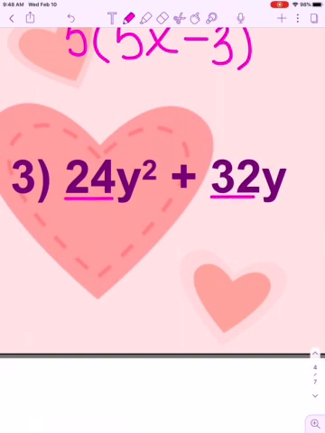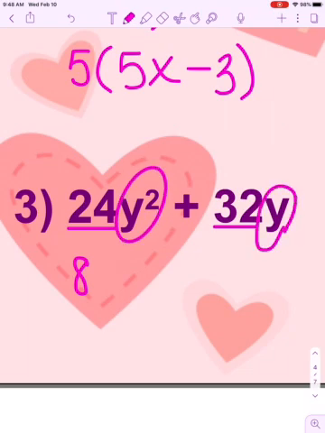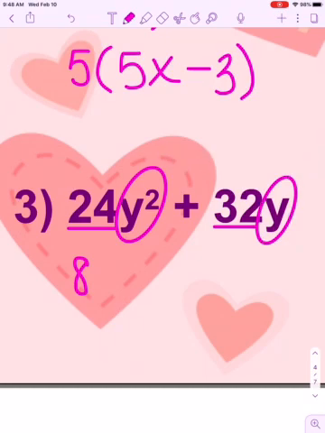All right, last one, number 3, 24 and 32. The biggest number that divides 24 and 32 is probably going to be 8. So I write the 8 down. Then I go to my variables. This has 2 terms, or 2 y's. This has 1. So I can take out as many as the smallest one has to give me, which is 1. So I can take out an 8y.